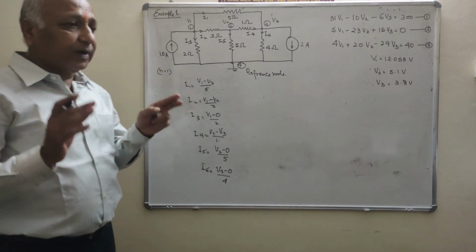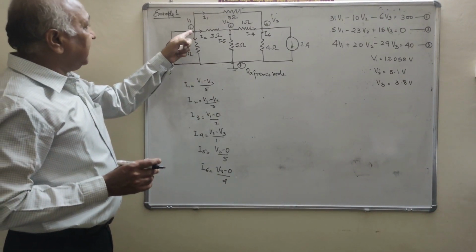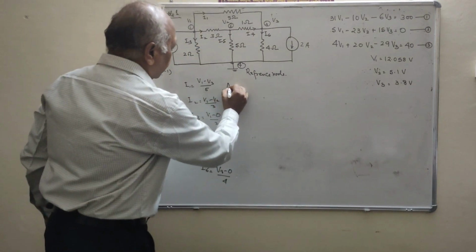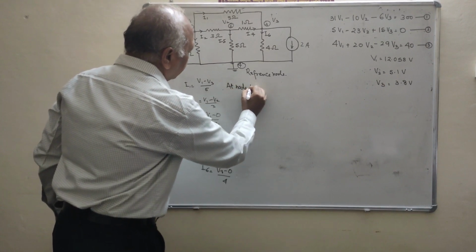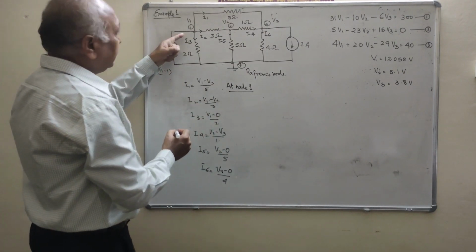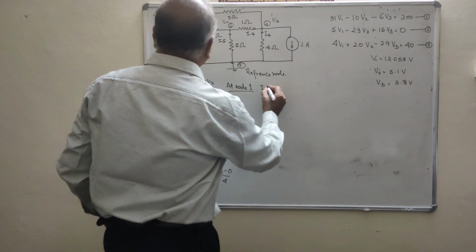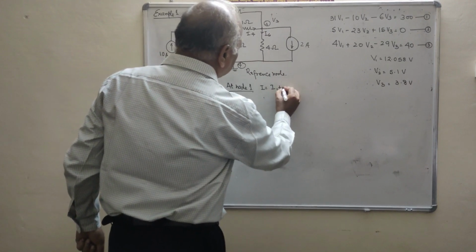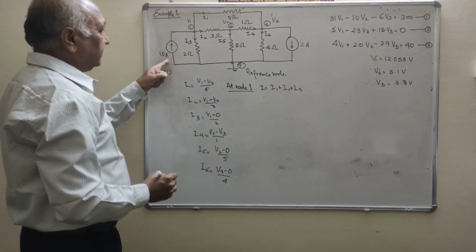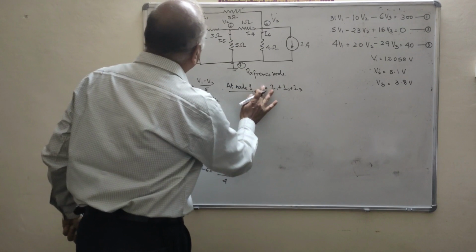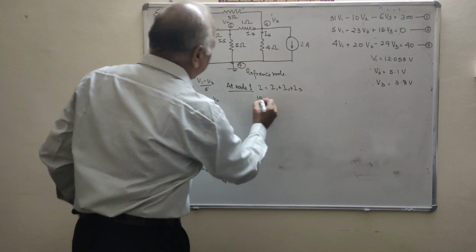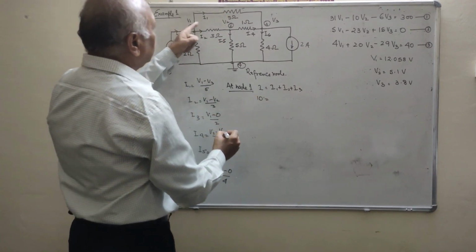Clear? Now we have to apply KCL at node 1, node 2 and node 3. Clear? At node 1, you will write the incoming current is 10 ampere. That is I, which is equal to I1 plus I2 plus I3. What is the value of I? That is 10. So you can write here this is I, I is equal to 10. What is the value of I1? V1 to V3.